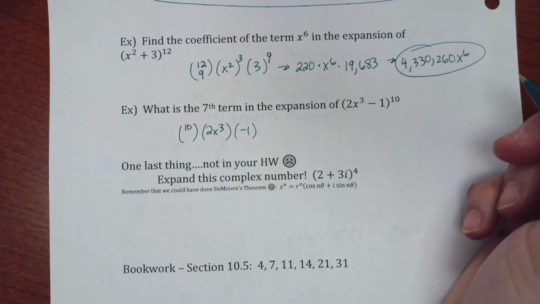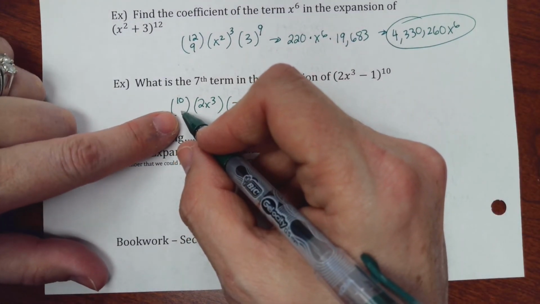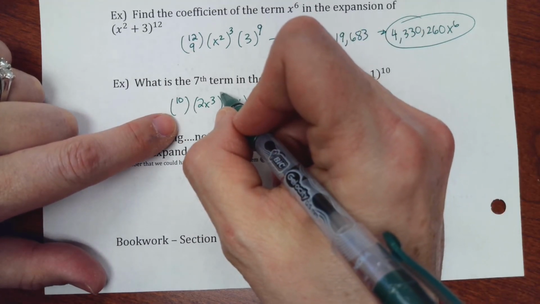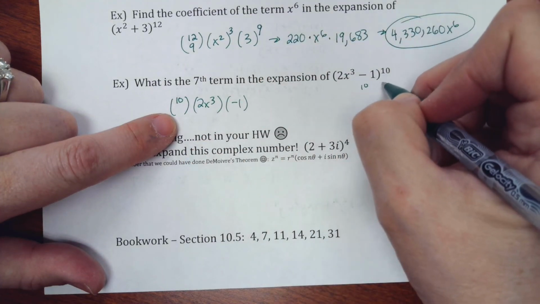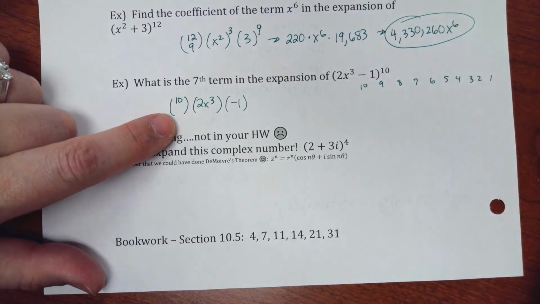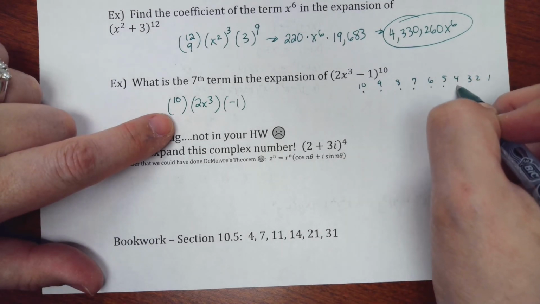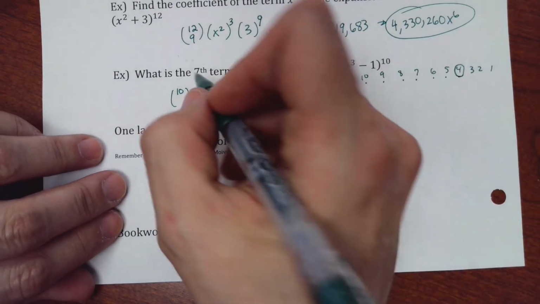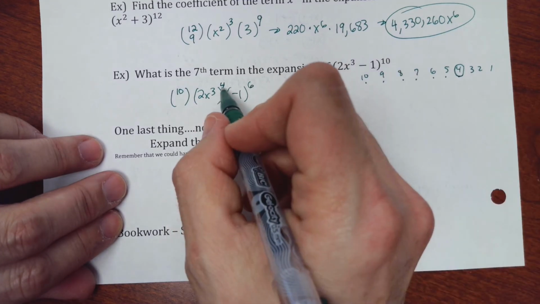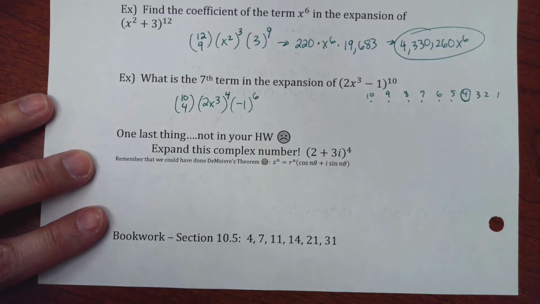So if I want the seventh term, the first term would have a 0 there, I'm sorry, a 0 there, but it would have a 10 up here. So the first term would have a 10, then it would go 9, 8, 7, 6, 5, 4, 3, 2, 1. So I want the seventh one. So 1, 2, 3, 4, 5, 6, 7. So there's my seventh power. So I'm going to be putting a 4 here. They have to add up to 10, so this will be 6. And remember, I can put 4 or 6 here. Doesn't matter.